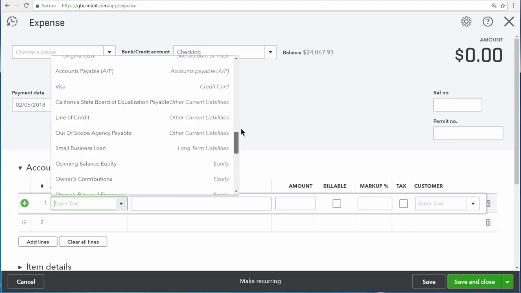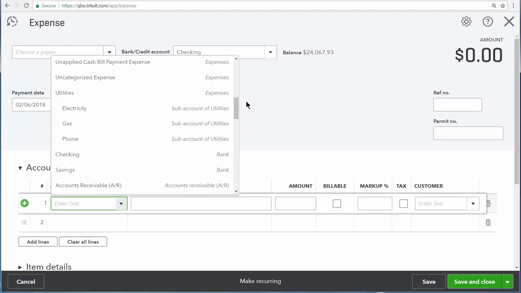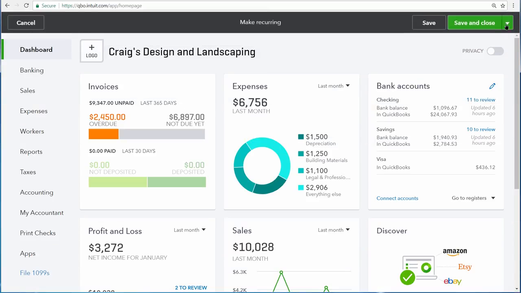Another thing to keep in mind whenever you're categorizing transactions: when you see in your list of options a choice between a parent account and sub-accounts, it's important for you to use a sub-account. This gives you greater control over the level of detail that you see on your profit and loss statement, and it also helps to organize your statements.